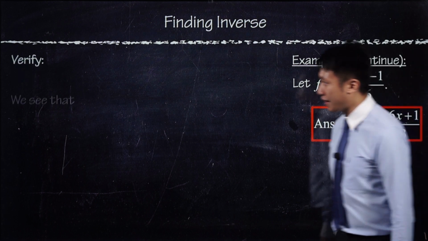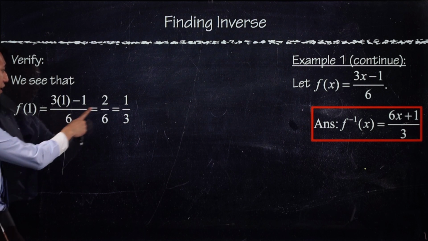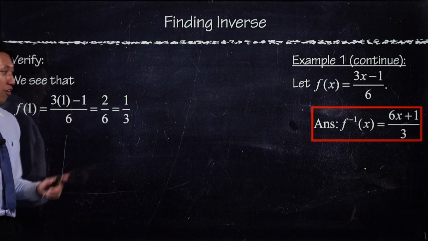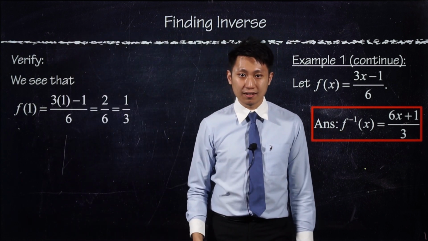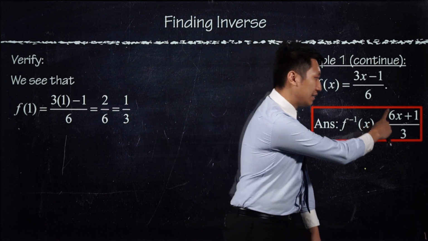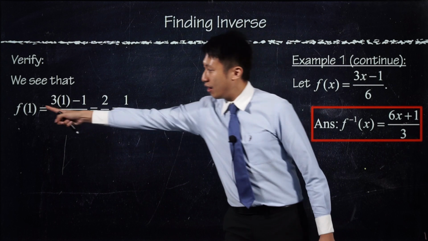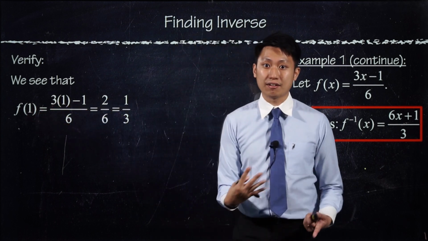Okay, verify. We see that if we sub in F of 1, you get 103, right? Now, in order for this F inverse to be correct, what has to happen? You have to put 103 here, and the answer should be 1. F inverse of this one, you get this one, right? That's the definition of inverse, right?